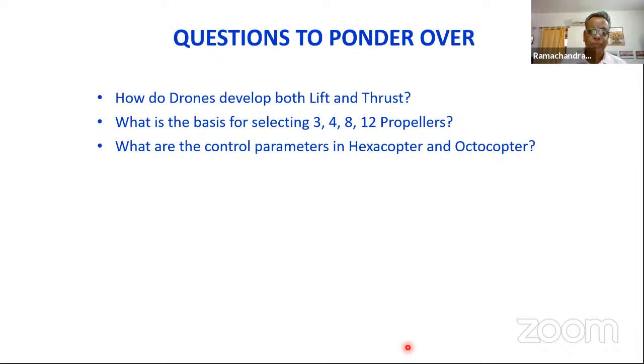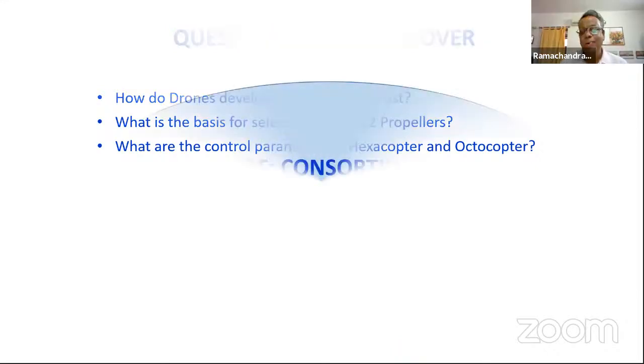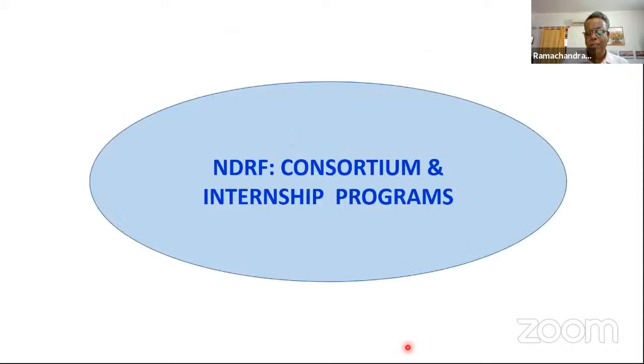How do you make the maneuver by a control system, handled by a control person who is controlling it far away? And we talked about quadcopters and hexcopters. So why not 3 propellers? Why not 6, 8, or 12 propellers? And what is the basis for selecting these is the question. And therefore, what are the control parameters in a hexcopter or octocopter is a question that you should be able to answer after going through this.